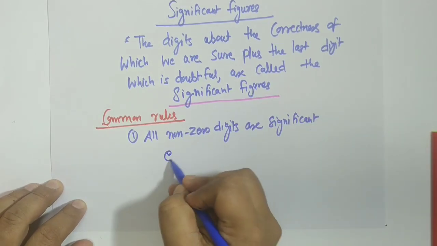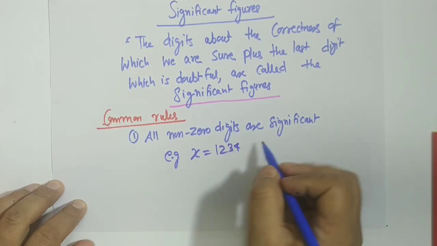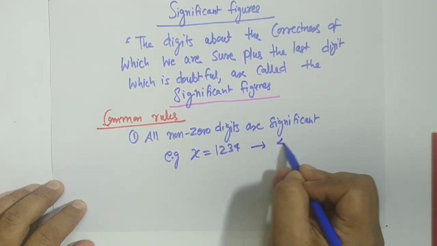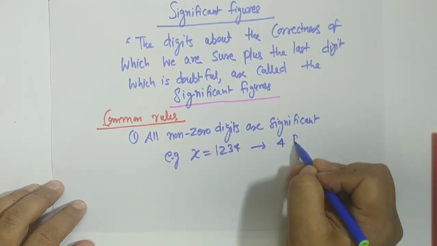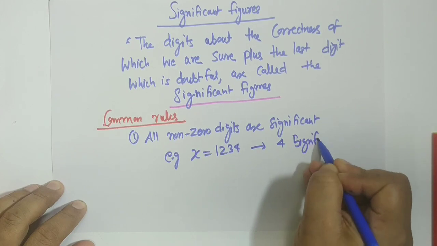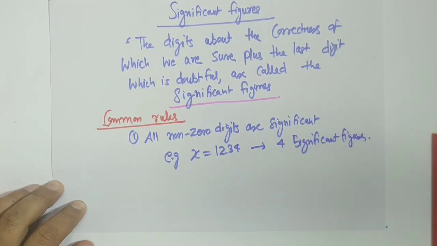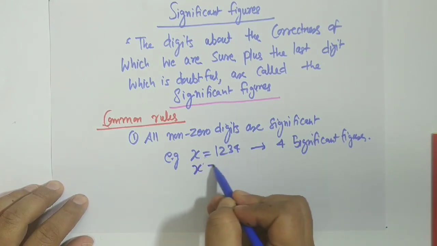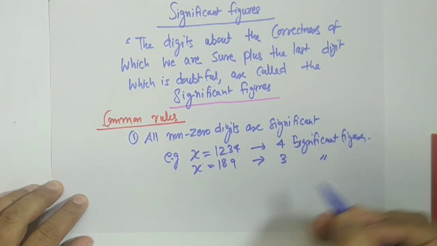That means, as an example, if x is 1234, then how many significant figures does it have? Do you know? It has 4 significant figures. Are you getting it? All non-zero digits. Here is another example, say x is 189. So it has 3 significant figures.